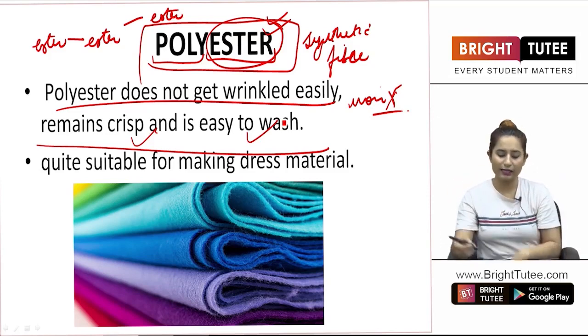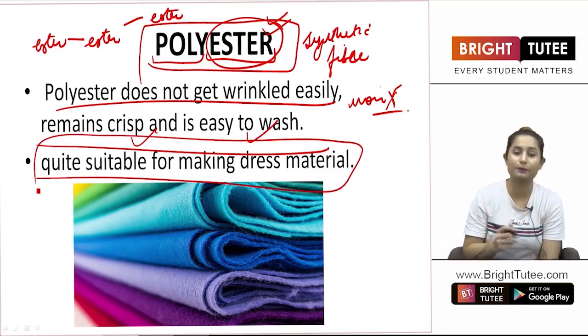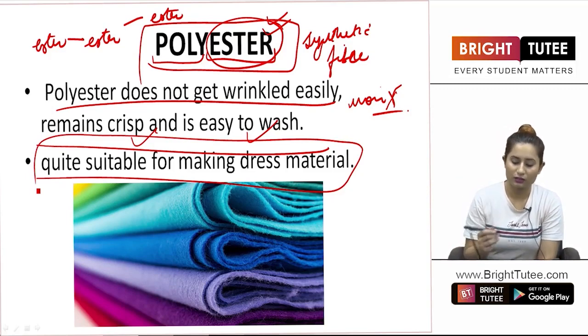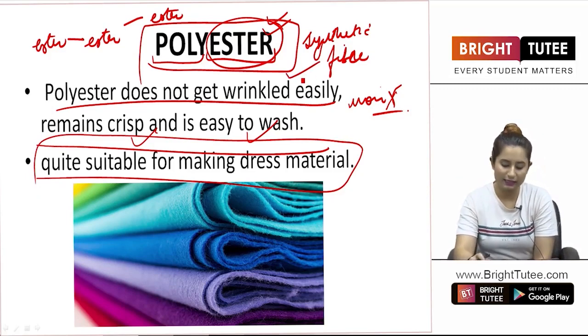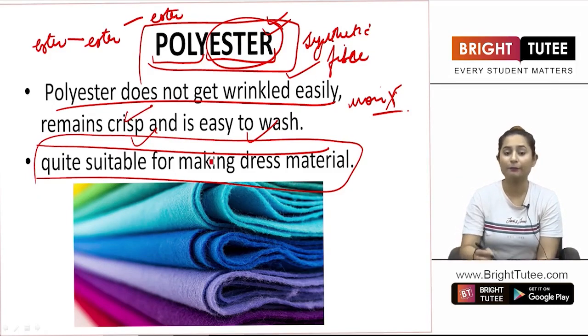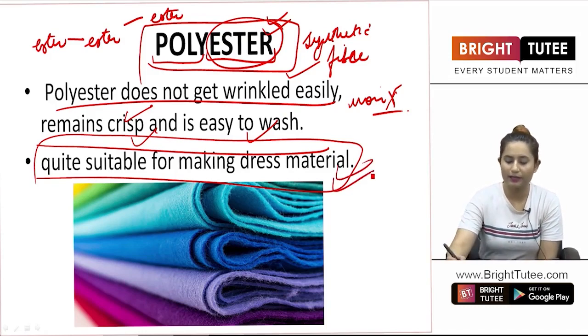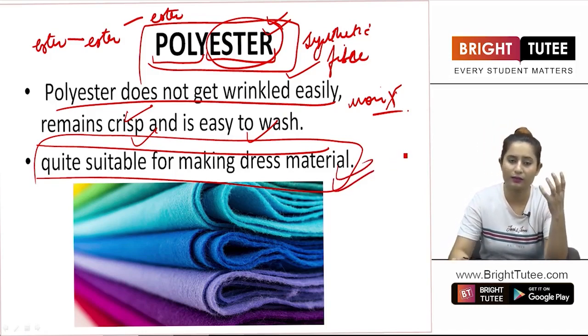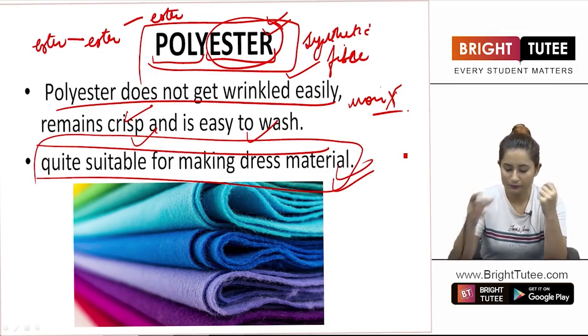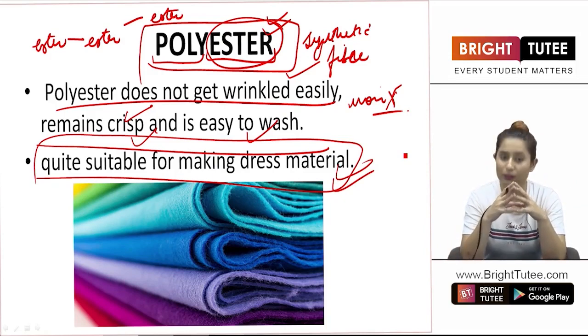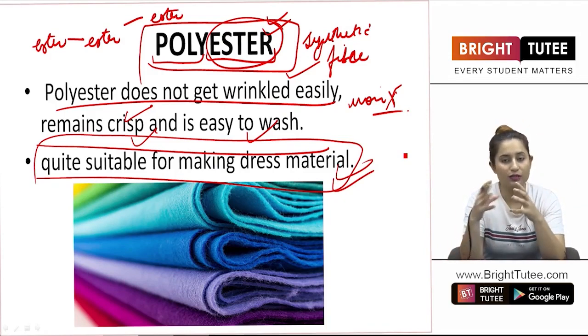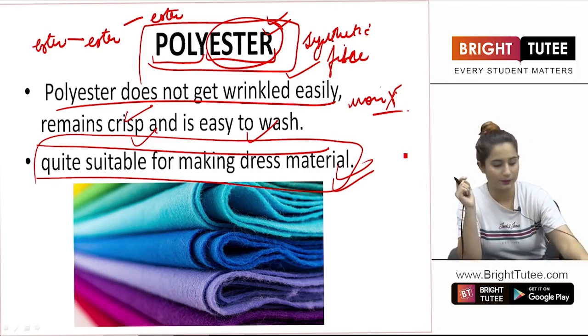Due to this only, it is quite useful for making dress materials because of its property of not getting wrinkled easily and remaining crisp. And being easy to wash, it is useful for making dress materials because we wash our dress materials a lot. So, we need a fiber which is easy to wash as well. So, polyester is used in making dress materials because of its properties.